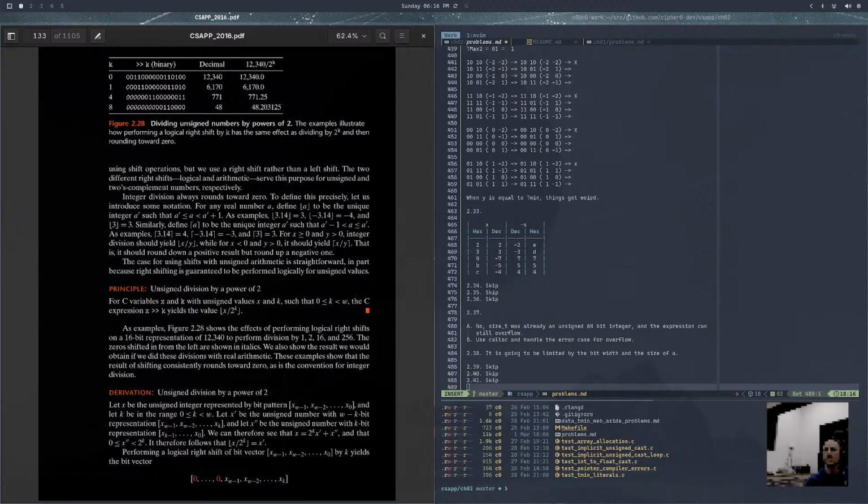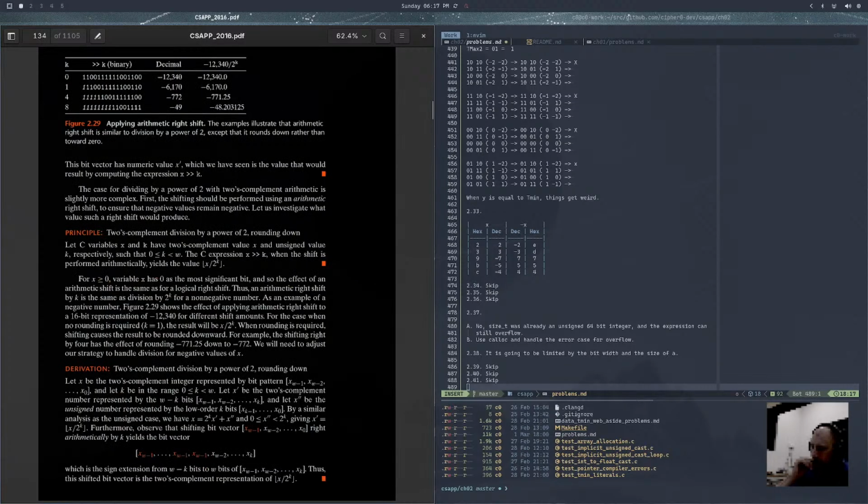Okay, we're almost done here. Unsigned division by power of 2: for C variables x and k with unsigned values x and k, such that 0 is less than or equal to k, which is less than w, the C expression x right shift k yields the value x divided by 2 to the power of k. As examples, figure 2.28 shows the effects of performing logical right shifts on a 16-bit representation of 12,340 to perform division by 1, 2, 16, and 256. The zeros shifted in from the left are shown in italics. We also show the result we would obtain if we did these divisions with real arithmetic. These examples show that the result of shifting consistently rounds towards 0, as is convention for integer division.